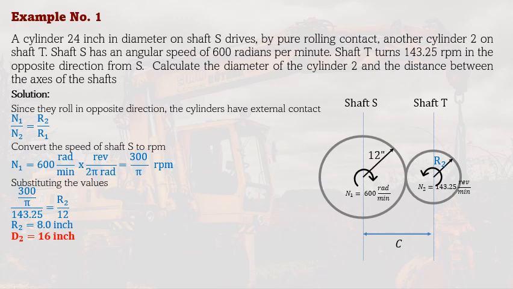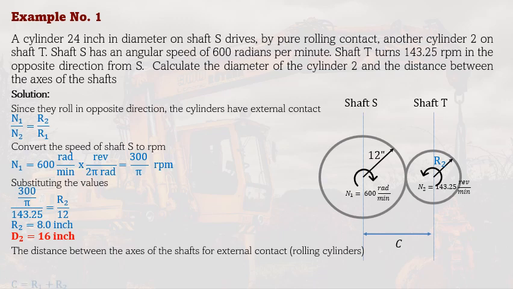Now that we have the diameter, we can use the relationship for the distance between the axes of the shafts for the external contact rolling cylinders, which is just the sum of the radii. So therefore, the center-to-center distance, or the distance between the axes of shafts S and T, or the axes of the rotating cylinders, is 20 inch.